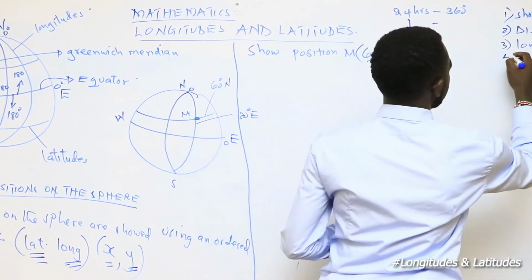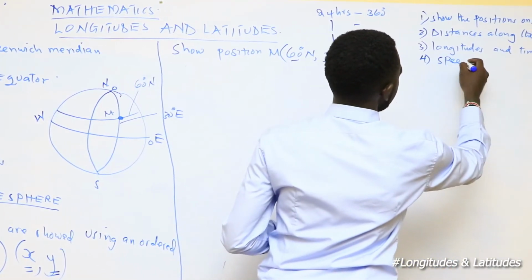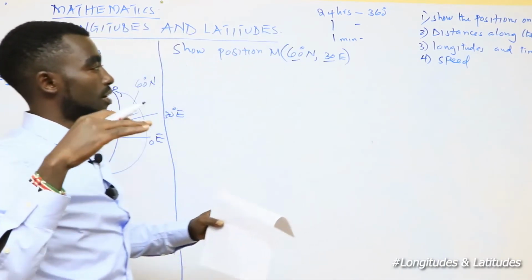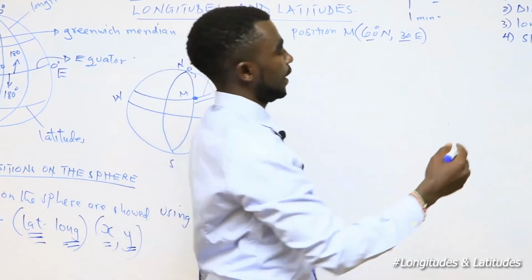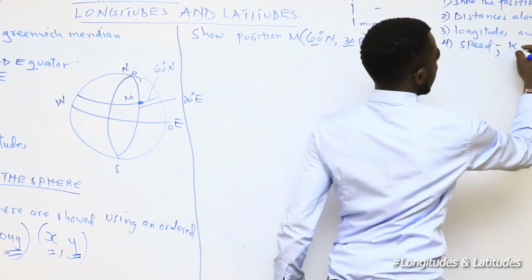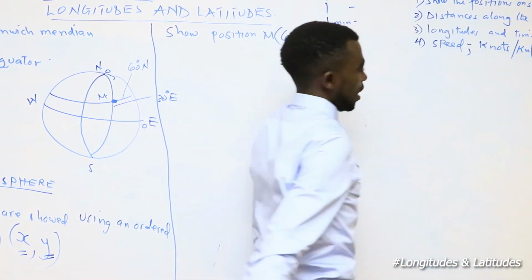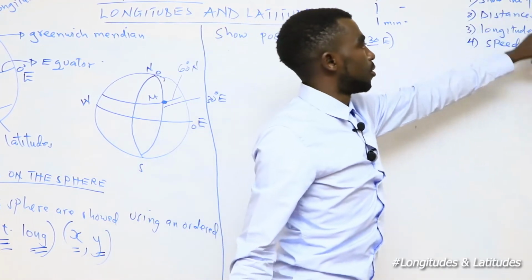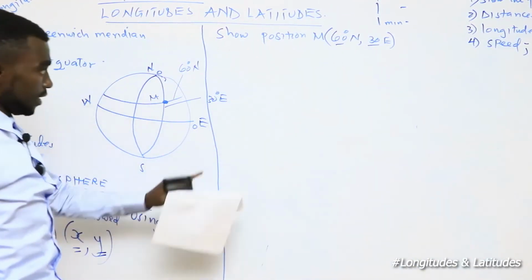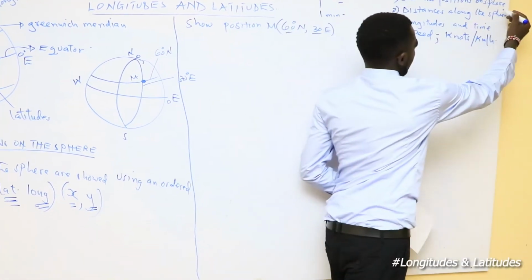Then the last bit we're going to discuss is about speed. And the speed, we're talking of a speed on the sphere, can be expressed either in knots or kilometers per hour. So those are the subtopics we're going to discuss in this lesson. Showing the positions on the sphere, we are done with that. Let's move to the next bit, which is the distance along the sphere.